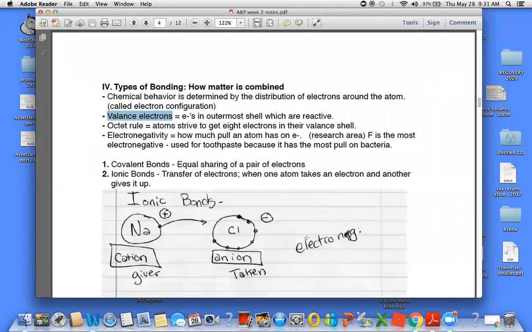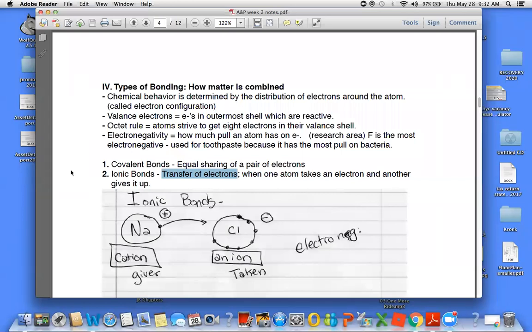The ion that gives away the electron is known as a cation. The one that takes the electron is known as the anion, or the taker. All right, and this is known as an ionic bond. Hint, hint, that could be on the test. Anytime a bond is formed due to a transfer of electrons, in other words, when one atom takes an electron and another one gives it up, that's called an ionic bond. An ionic bond occurs when electrons are transferred from one atom to another.